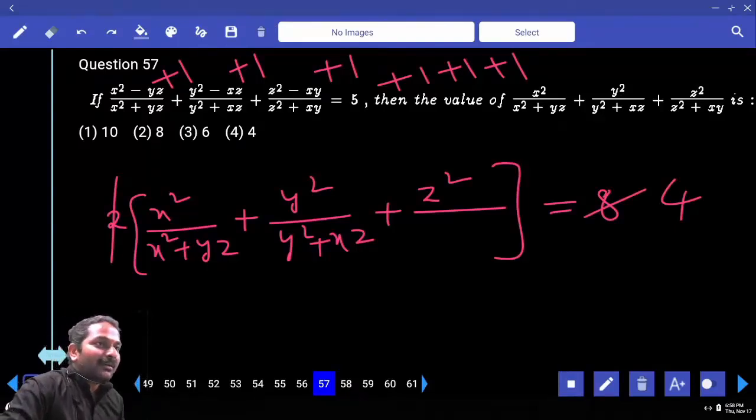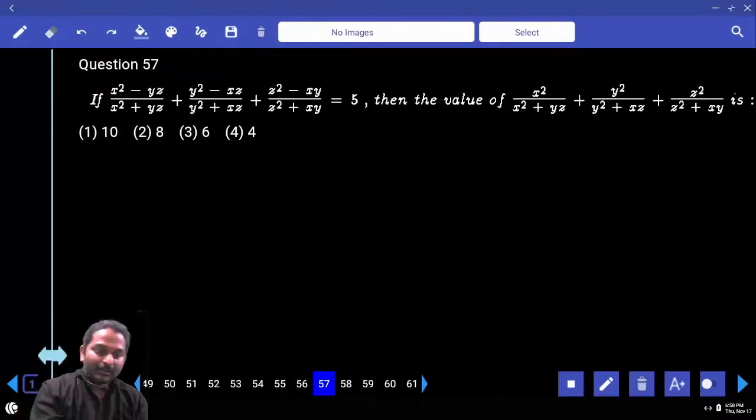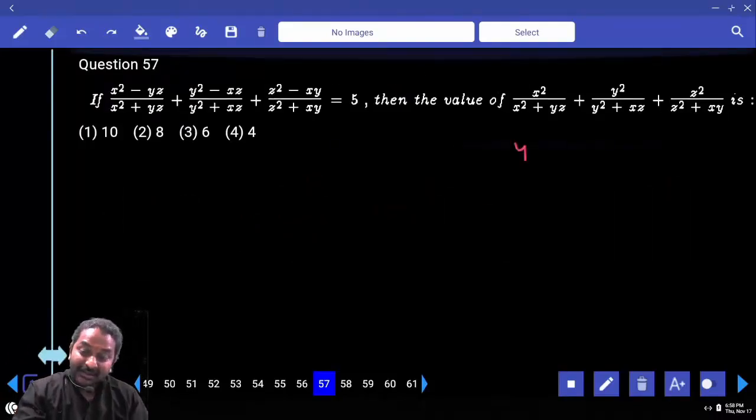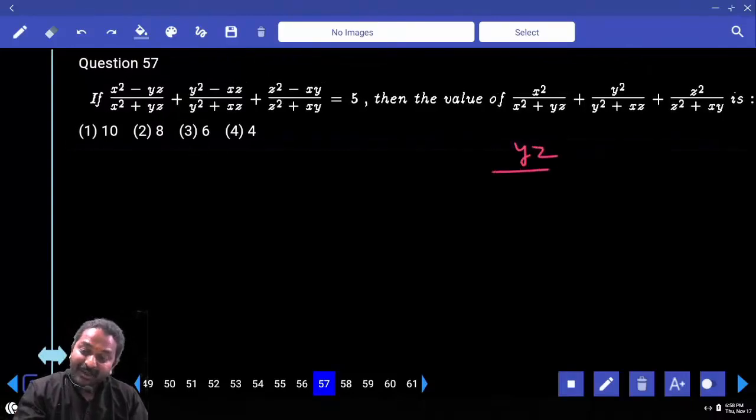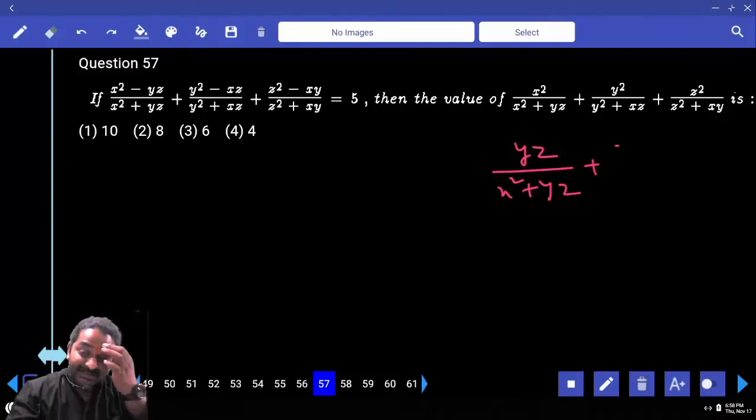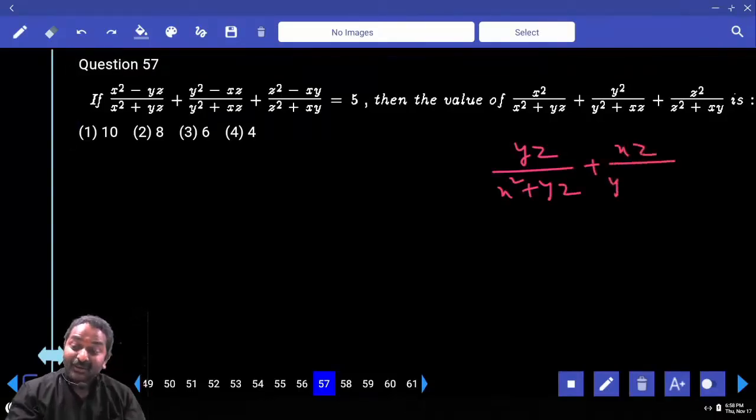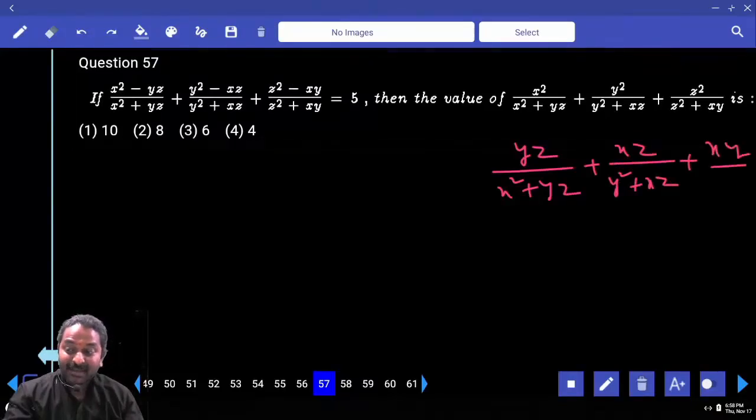Yes, come on. And in the same question, they may ask you something else also. Are you done with this? Yes, sir. Sure? Yes, sir. Now, what can be asked? They may ask you to calculate yz by x square plus yz plus xz by y square plus xz plus xy by z square plus xy.